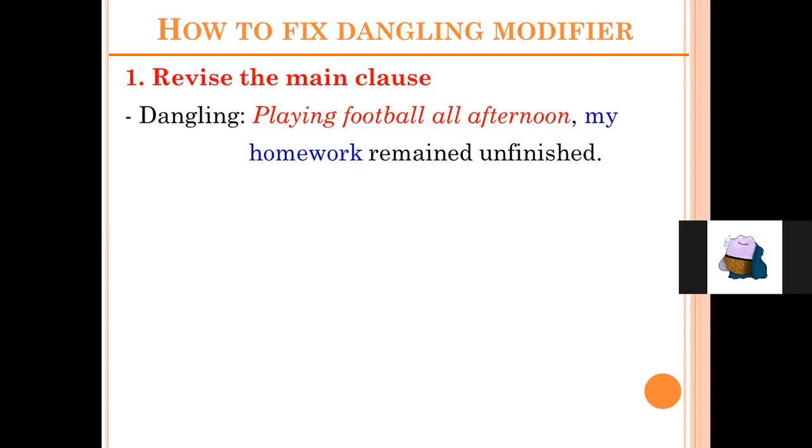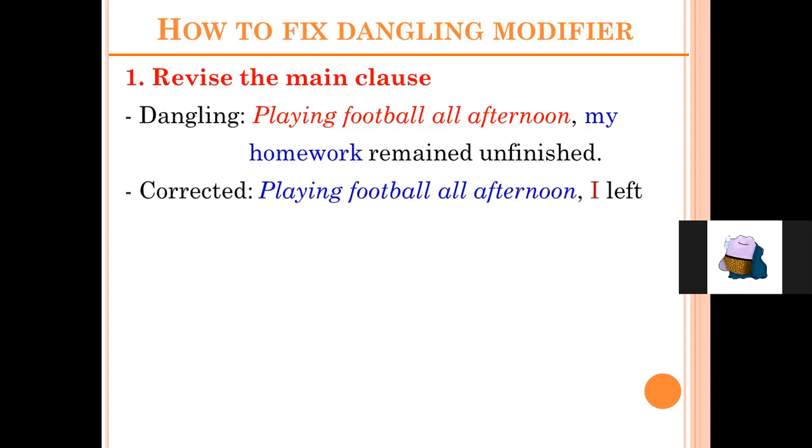And how can we correct it? In order to correct it, the first one, you need to revise your main clause. I can change it: playing football all afternoon, I left my homework unfinished. You see, I just add the subject. I just add some words in order to make my main clause fit the modifier. Now playing football all afternoon means I play football all afternoon. That's why it can now be used to modify I. Who plays? I play.